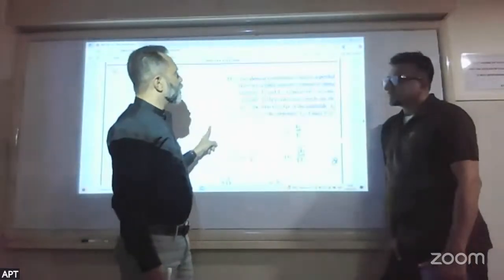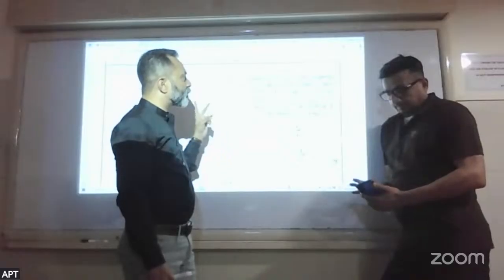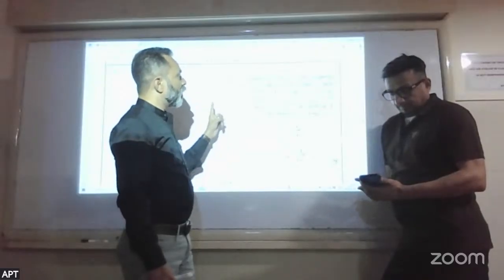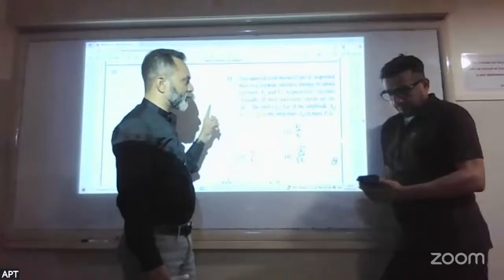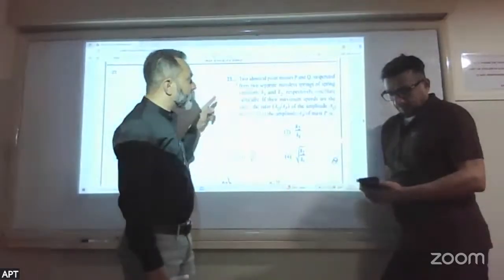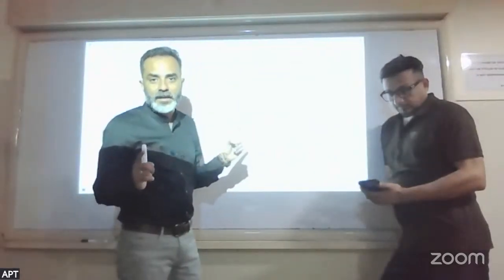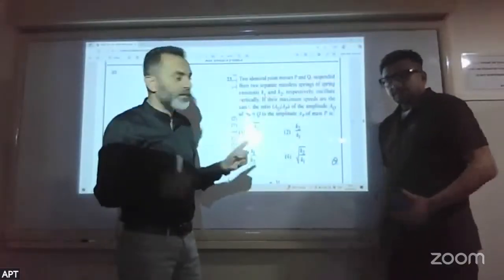Okay. Question is, two identical point masses P and Q suspended from two separate massless springs of spring constant K1 and K2 respectively oscillate vertically. Question is from oscillation, guys. If the maximum speeds are same, what do you mean by maximum speed? A omega, because it's an oscillatory system, at the mean position.